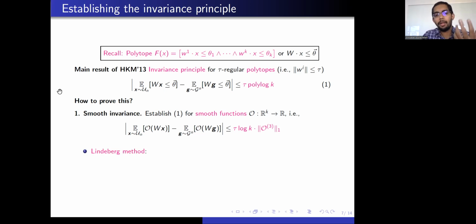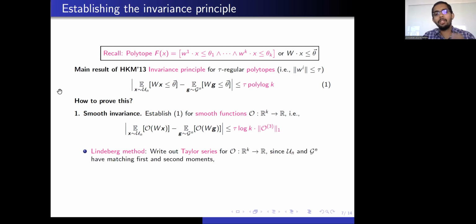The way they prove this is by the well-known Lindeberg method. This was introduced in 1922 in order to prove several results in the central limit theorem and also the Chernoff bounds. So they mimic the same techniques used in the Lindeberg method. The way it goes is you write the Taylor series expansion for O, and then you observe that the uniform distribution and the Gaussian distribution have matching first and second moments, and we are left with the third moments. That's precisely why you get the L1 norm of the third derivatives of O.